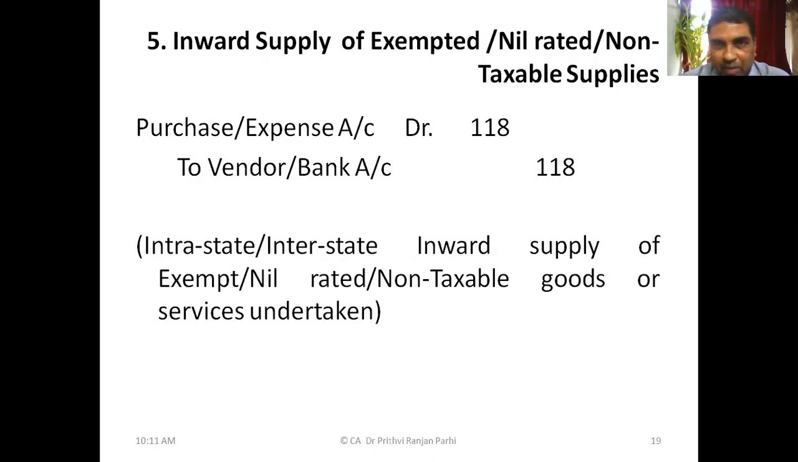Now, if there is some inward supply of exempted items or nil rated goods or nil rated taxable supplies, the entries will also be similar. Purchases account or expenses account debit to vendor account or bank account. No ITC, because they are nil rated. ITC is not there, so there is no point in recognizing some ITC as a current asset. Okay, so 5 entries you have covered.